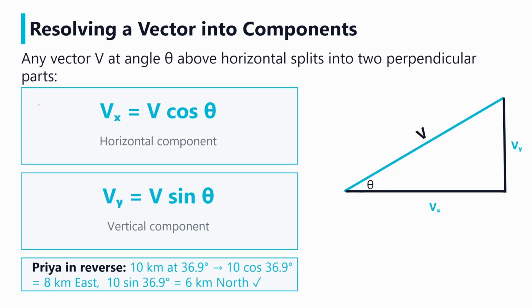Okay? So why do we do this? Because perpendicular components don't affect each other. And this is exactly what we did with Priya in reverse. Her resultant was 10 kilometers at 36.9 degrees northeast. The two components were 8 kilometers east and 6 kilometers north. Resolution is that process backwards. Alright, so the horizontal component, which is represented by Vx if the vector is V, is V cosine theta. Vy is V sine theta.